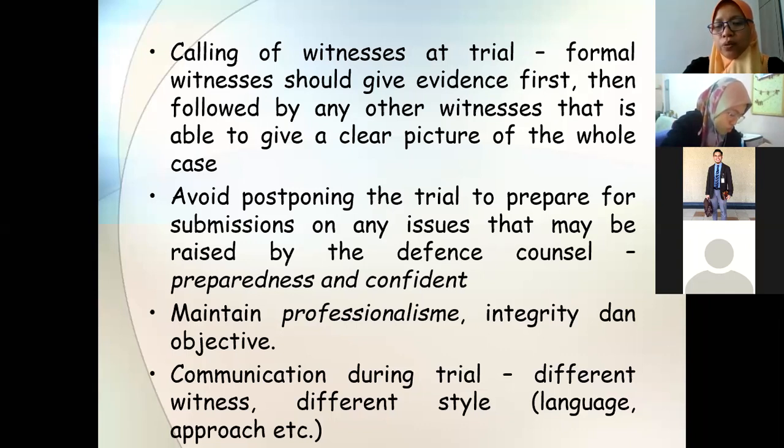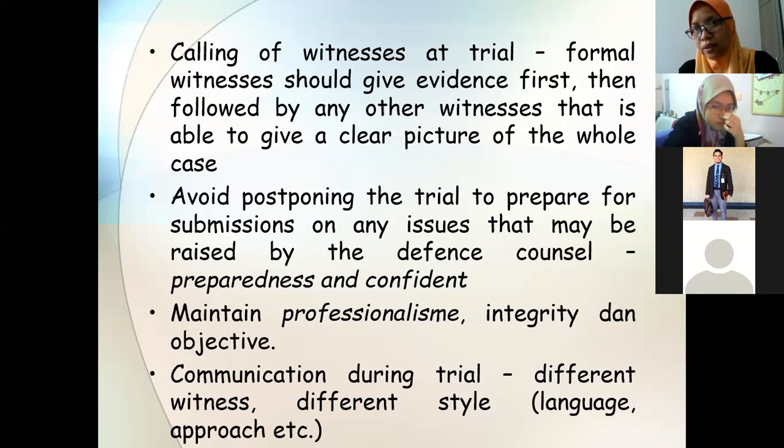Communication during trial. Different witnesses, different approach to language. As I said earlier, you should use formal language in court. But it depends on the witness we are calling. For example, a child witness: you have to use words or language suitable for their age. A child of 5 years old as opposed to a child of 16 years old.